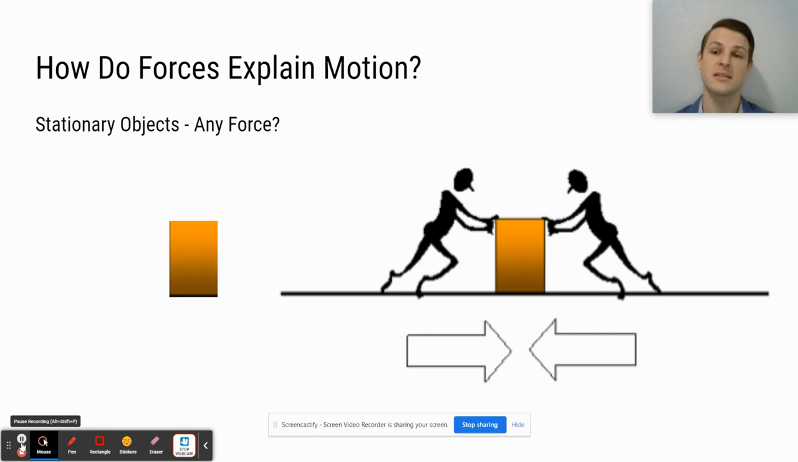So forces explain motion in unbalanced and balanced terms. So if forces are balanced, the object's motion is not going to change. But if there's any unbalanced force, the object's motion is going to change. We're going to talk about sum of forces or net forces in future lessons.